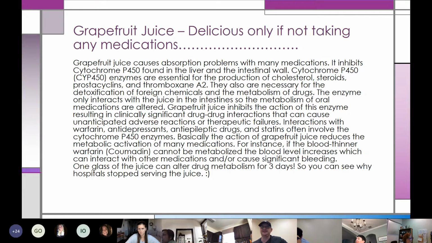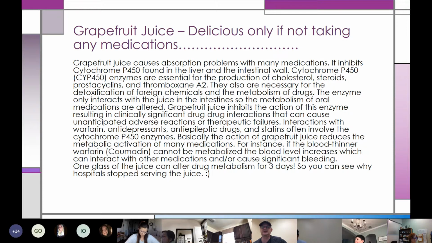Grapefruit juice inhibits the action of this enzyme, resulting in clinically significant drug-to-drug interactions that can cause unanticipated adverse reactions or therapeutic failures. Interactions with warfarin, antidepressants, anti-epileptic drugs, and statins often involve the cytochrome P450 enzymes. Basically, the action of the grapefruit juice reduces the metabolic activation of many medications.